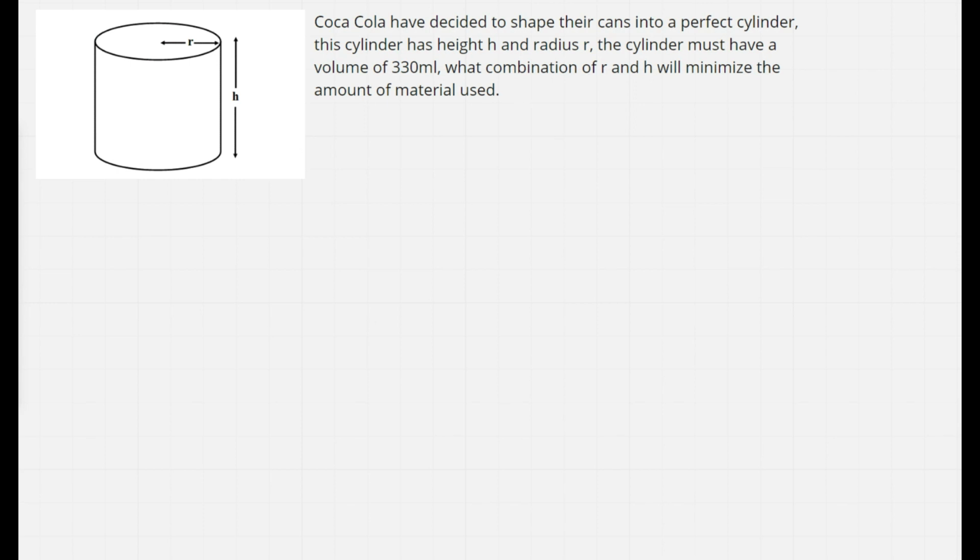Well, at first glance, this looks like it has nothing to do with differentiation, but it does. So first of all, I'm going to say our volume must equal 330 milliliters. How can I represent this in r and h? Well, it's a prism, so multiply the area of the top surface by the height. So pi r squared, which is our top surface, multiplied by our height.